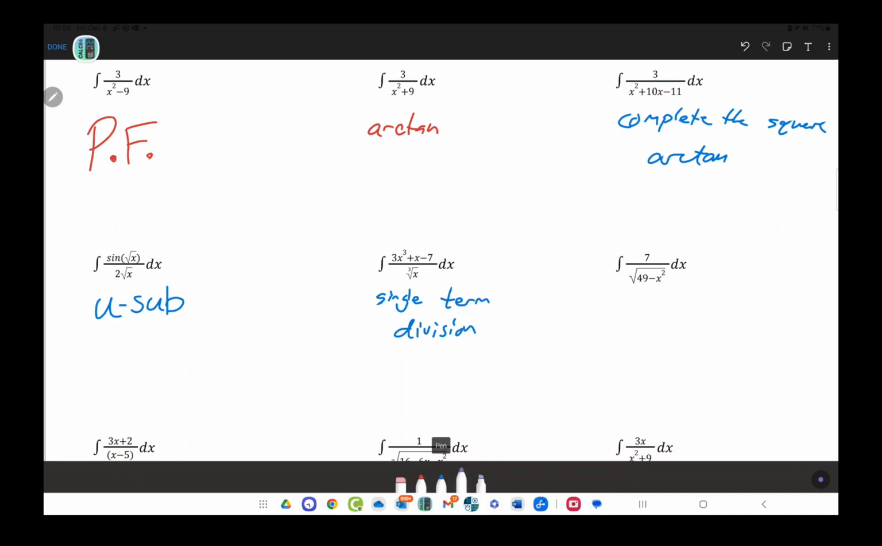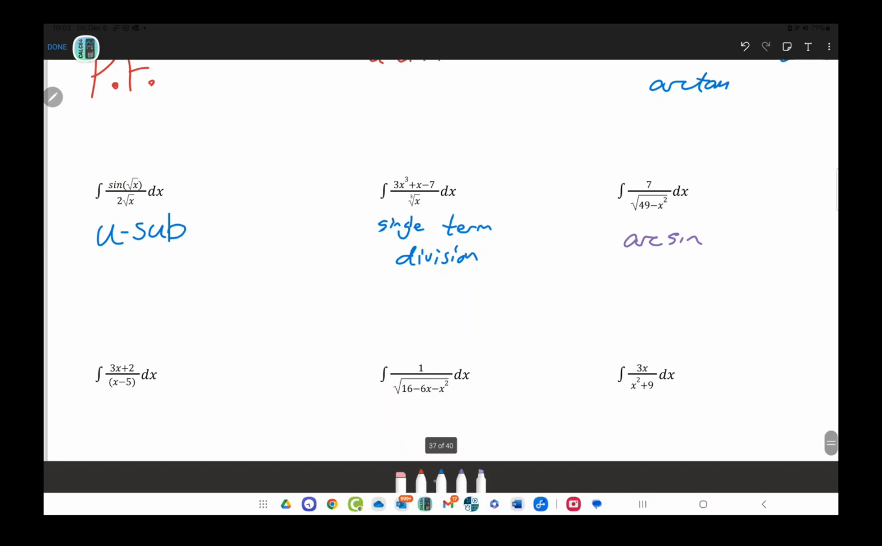Alright, now this is set up as what? Our side. We don't even need to complete the square, right? Just factor out a 49 on one side. Actually, they would cancel each other out. Well, you would have to factor out the 49 from the square root, so it would be 1 over the square root of 1 minus x over 7 squared. So it would just be arcsine of x over 7 plus C.